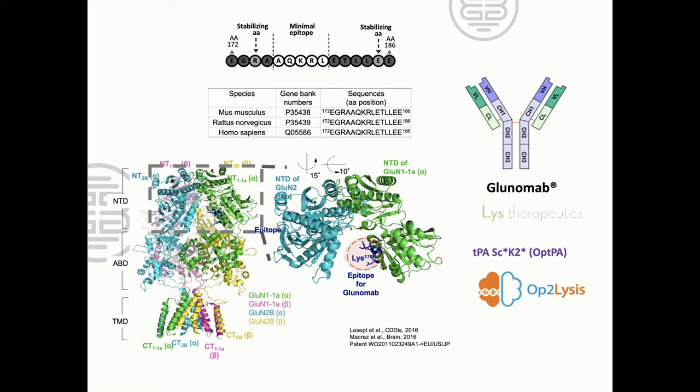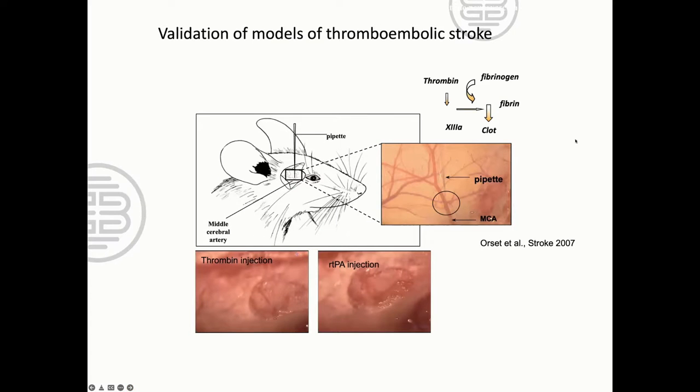So there are right now 2 startups developing this drug for clinical application. Optolysis with a mutant of TPA for the drainage of the blood in the context of hemorrhagic stroke, and glunomab, which is developed by Therapeutic in the context of ischemic stroke to prevent these 2 deleterious effects of TPA without affecting its beneficial fibrinolytic activity. So this is important because I will use these different tools in animal models and in different models of thromboembolic stroke.